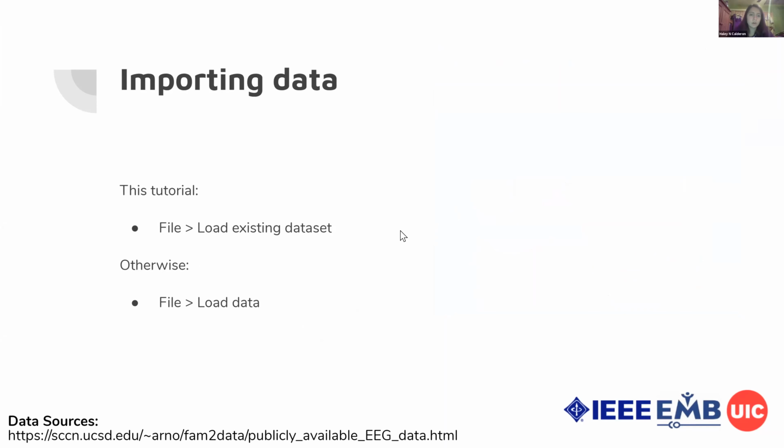Importing data. For this tutorial, I'm just using the sample data. So what I do is I hit file, load existing data set. Otherwise, you do file, load data, and you're going to load a set file. I believe the set file comes without the epochs. Epochs we'll again touch base on next week. So that's something to think about when you start actually loading data instead of using the data set given to us.